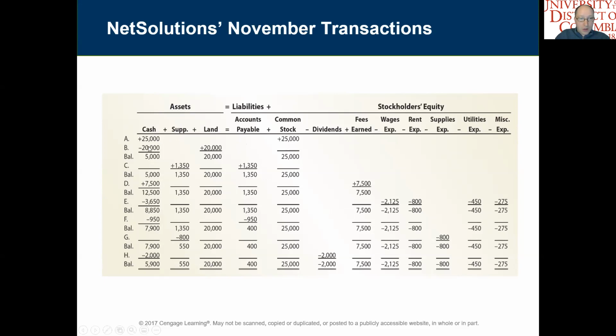The next transaction, it looks like we purchased some land for $20,000. We decrease our cash by $20,000 and increase our land by $20,000. The accounting equation is still in balance here because we're only affecting assets and it's equal. And here we'll do a subtotal balance. Our cash balance had decreased by $20,000, leaving us with $5,000. Our land value increased by $20,000, and our common stock value increased by $25,000. As you can see, it's all still in balance.